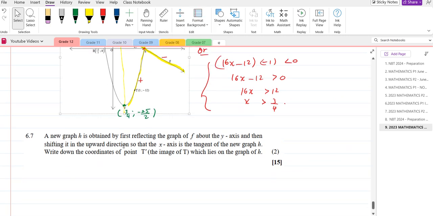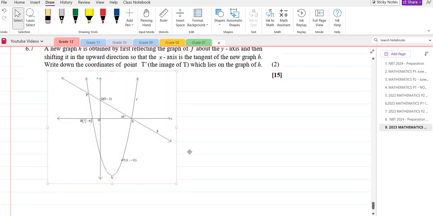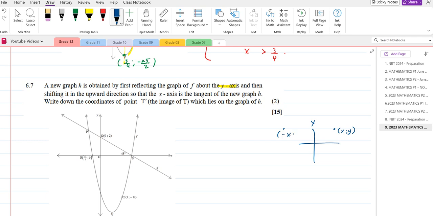So I'm going to explain this as well to you. Now let's see. A new graph h is obtained by first reflecting the graph of f about the y-axis. Right, so what happens when you reflect about the y-axis? Very important. If you take a point with coordinates x and y, if you reflect about the y-axis, this point now becomes negative x and y. So the x value becomes negative.